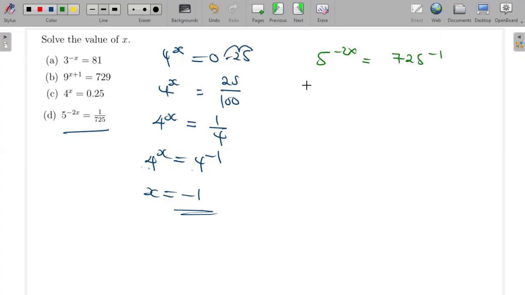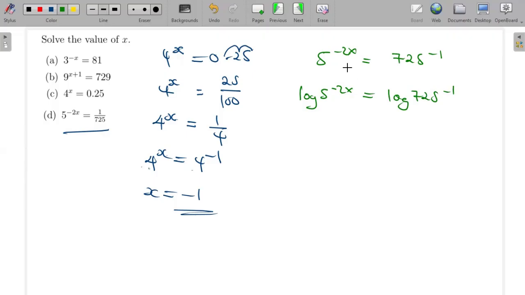Then here I can take the log, or I'll just use base 10. So base 10, they do not usually indicate the base there. So it's usually just like that, but you know that it's base 10. So you take this log and then to the negative 2x, and the other side I get log 725 to the negative 1.